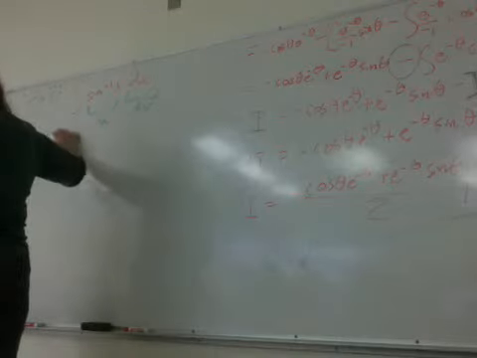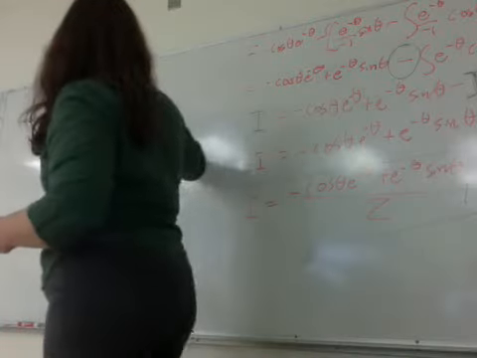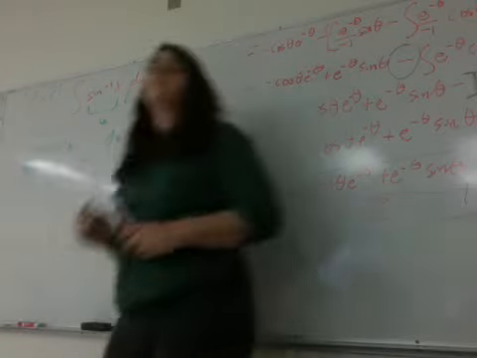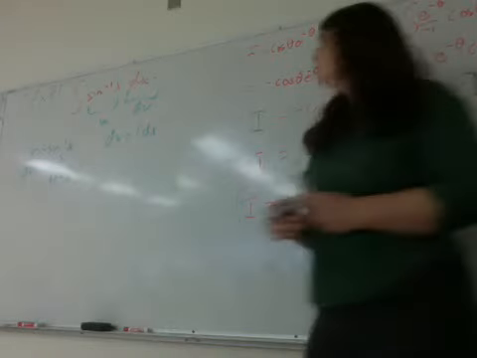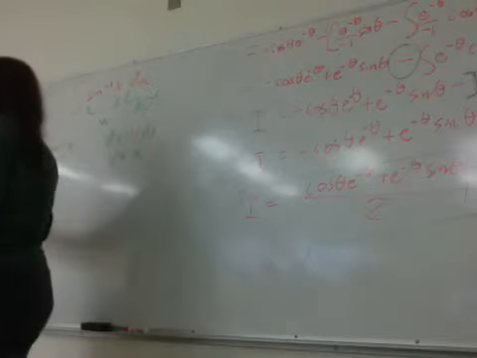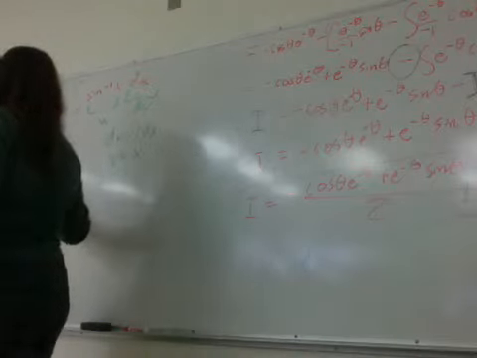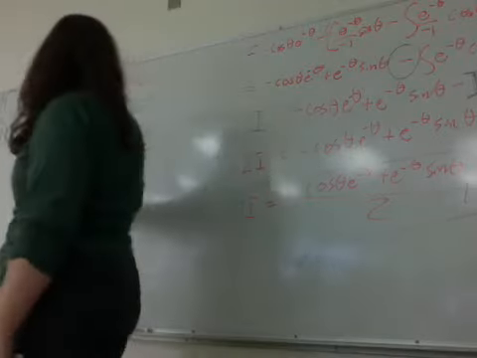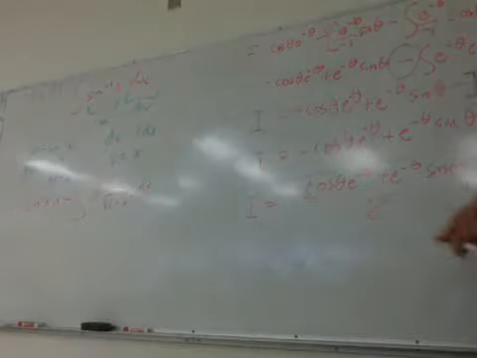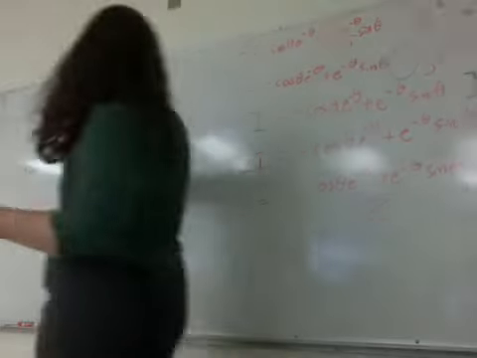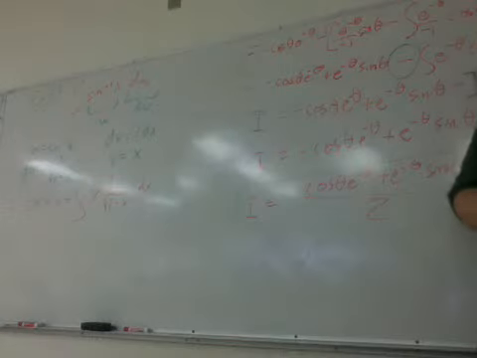So u is sine inverse of x. dv is 1 dx. So du is the derivative of sine inverse of x. That's 1 over the square root of 1 minus x squared. v is the antiderivative of 1, which is just x. So what this will give you is uv, which is sine inverse of x times x, minus the integral of v du, which is x times 1 over square root of 1 minus x squared. So that's the first step of this integral.